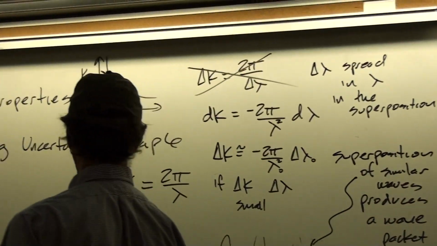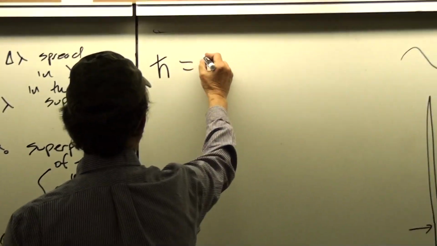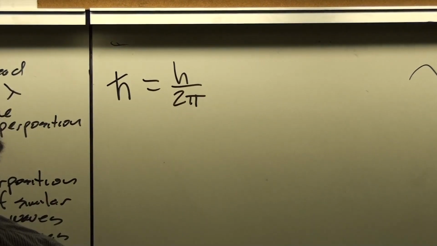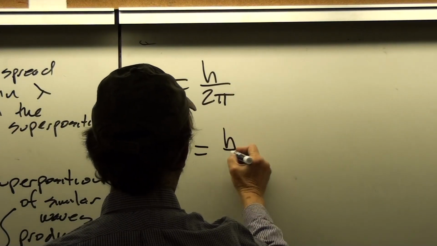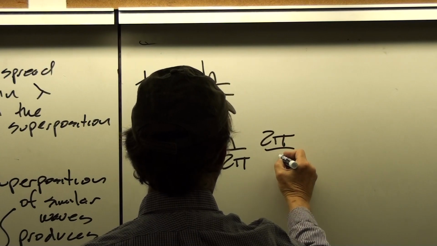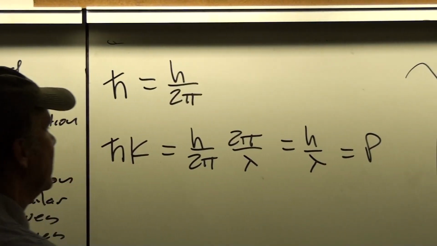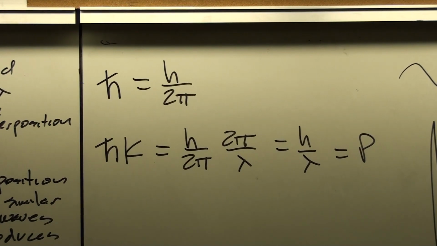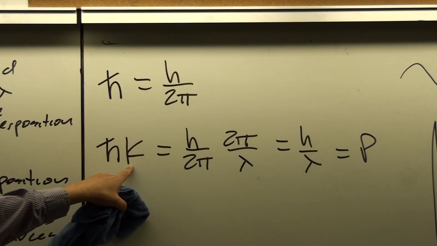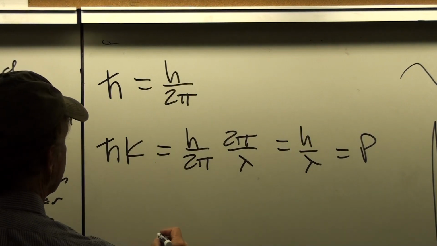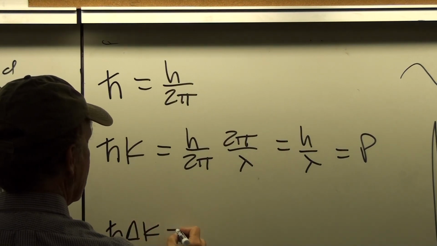Because if we take and multiply both sides of this equation through by h bar, let's define h bar, because we use it so often, as Planck's constant divided by 2 pi. Then h bar k is equal to Planck's constant over 2 pi times 2 pi over lambda, which is just equal to h over lambda. Well, we already saw in the de Broglie hypothesis that that's the momentum of the particle, p. So h bar k is another way of writing the momentum of the particle. Okay, and so we could write this then, taking differentials of both sides, we could say, well then h bar delta k is equal to delta p.